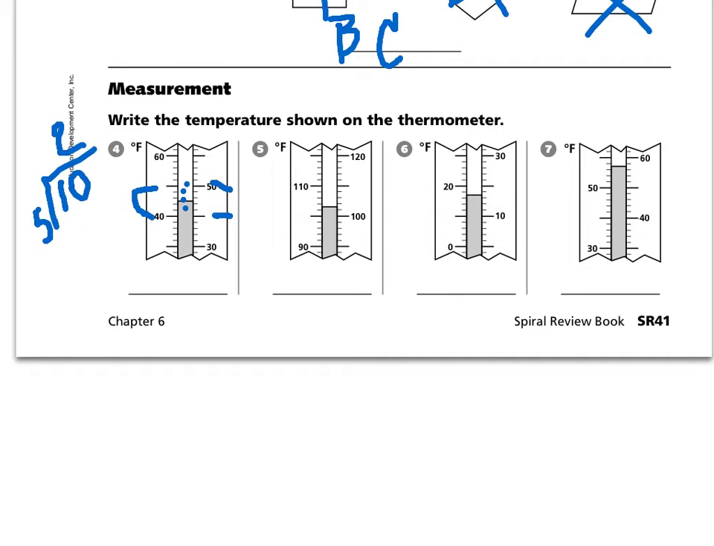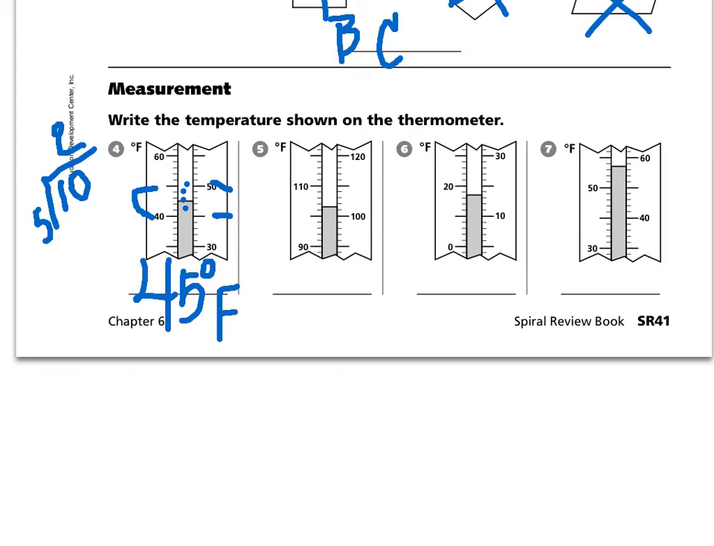So looking at this, I know that this is going up 1, 2, it doesn't reach the 3rd tick mark. So counting from 40, go up by 2. 42, 44, and it doesn't get to 46. So I know it's in between 44 and 46. The number is going to be 45 degrees Fahrenheit. Don't forget the unit. Let's look at number 5.